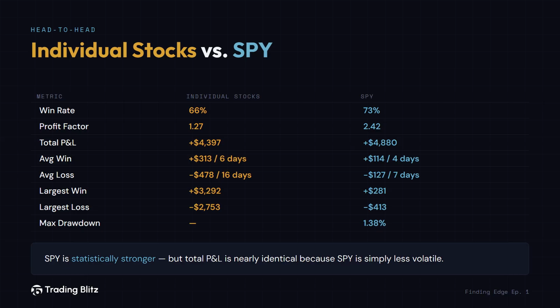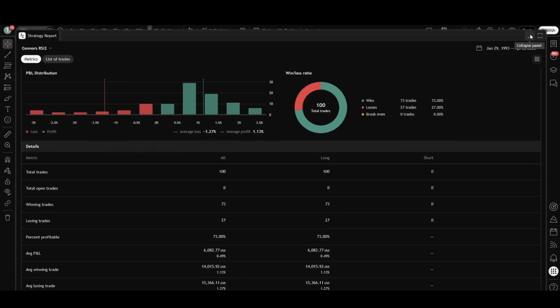And the largest single win was only 281, where the largest single loss was 413. Again, both are much smaller swings than what we saw with individual stocks where the largest win was 32.92 and the largest loss was 27.53. So again, this points to just more consistent results. And when you look at the P&L distribution chart, that pretty much told the same story. So the wins are clustered tightly around 1% and the losses are clustered around 1.3%. So no dramatic outliers in any one direction.